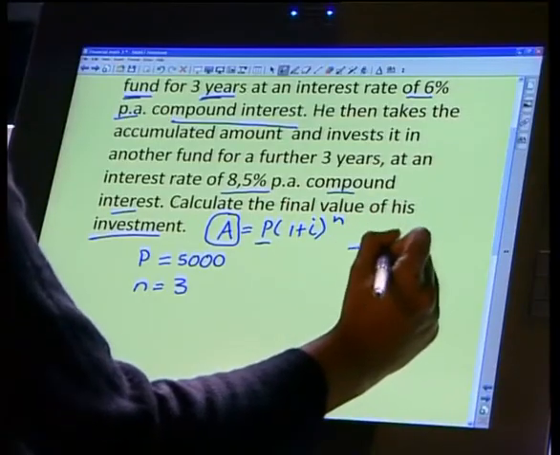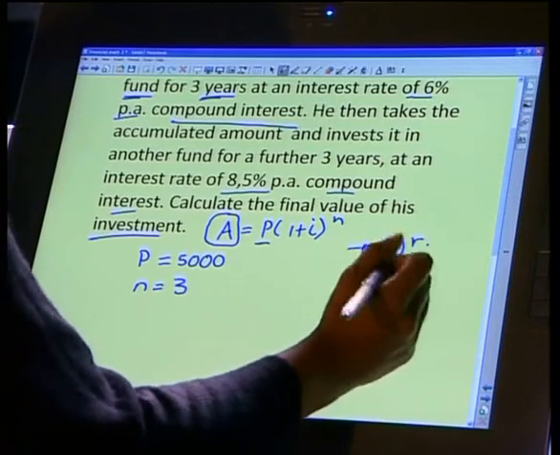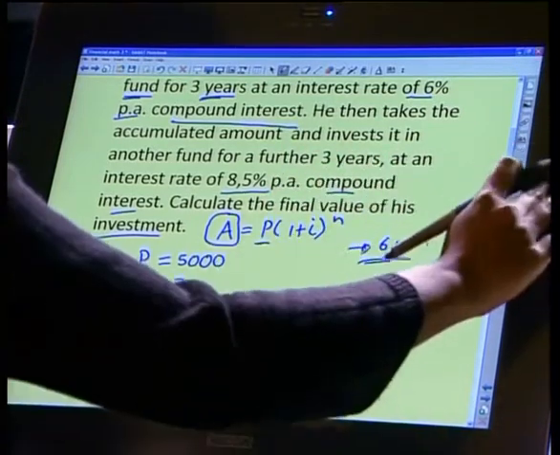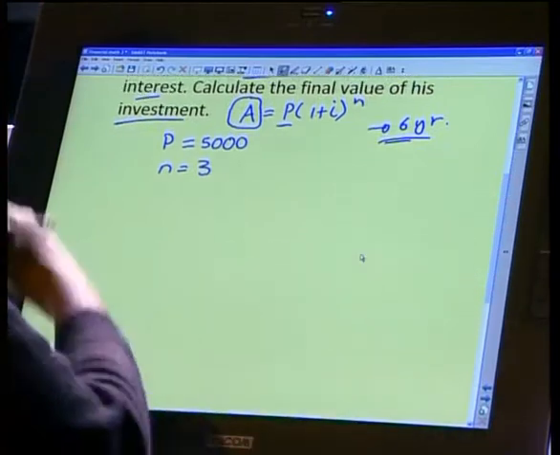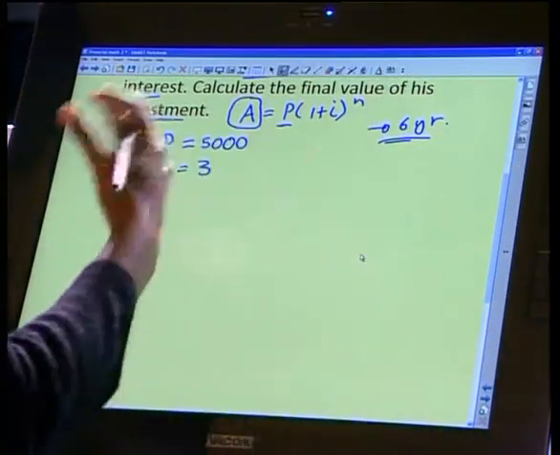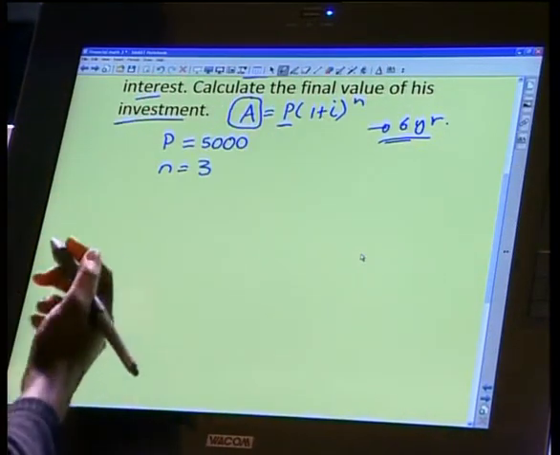He then takes whatever amount he has left at the end of those 3 years, and then he invests that for a further 3 years at 8.5% per annum compound interest. So in total, his investment is over a 6-year period, but there are two different effective interest rates over that period. So we have a changing interest rate over the term of his investment.